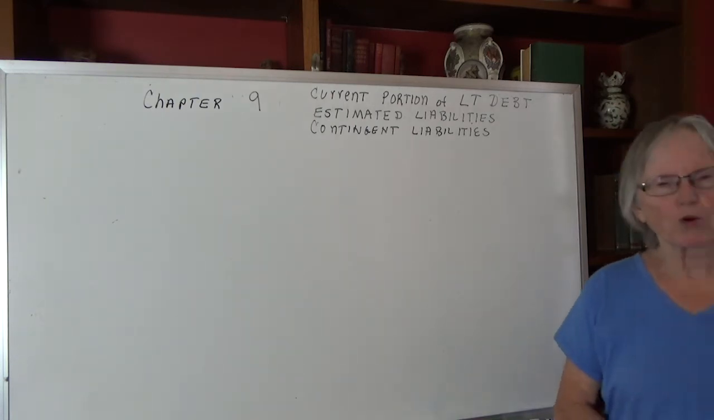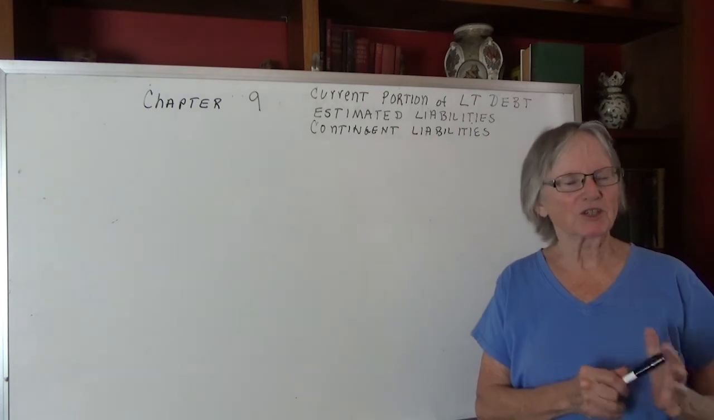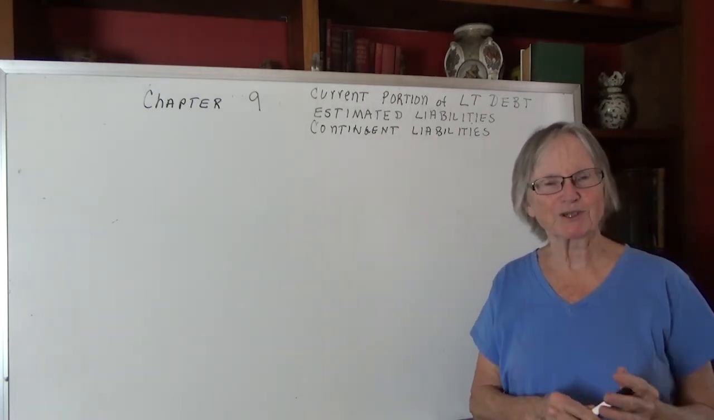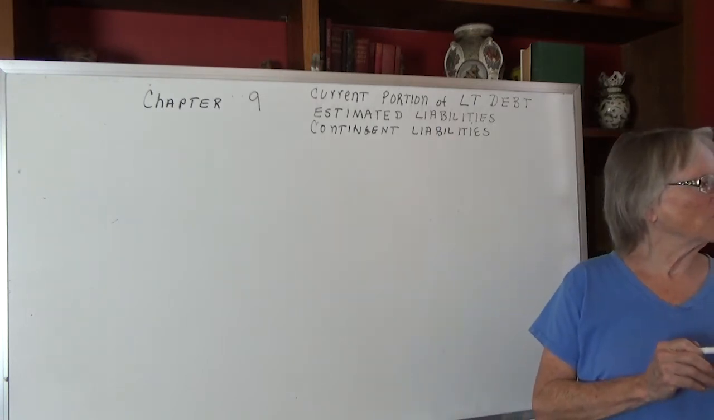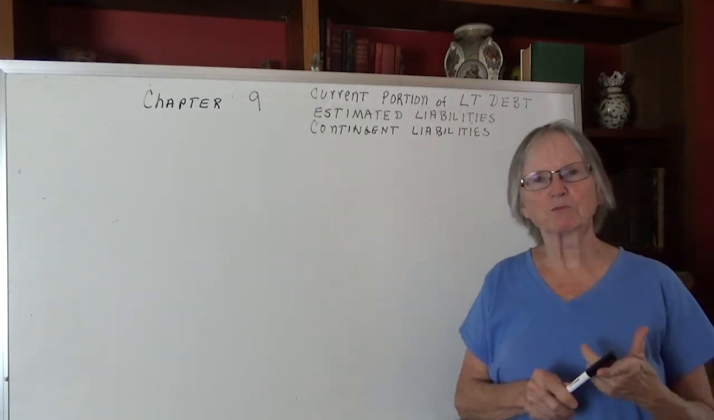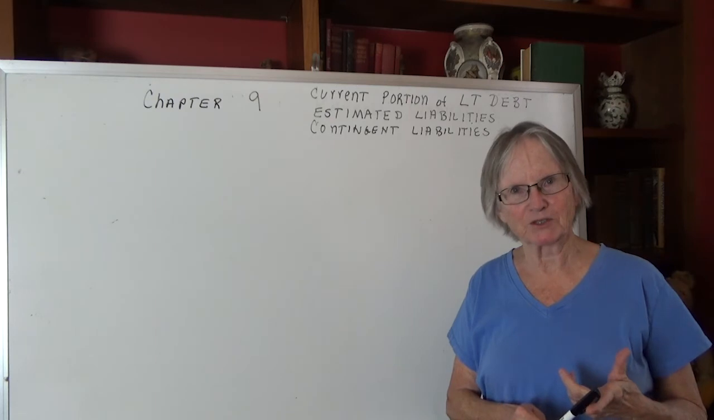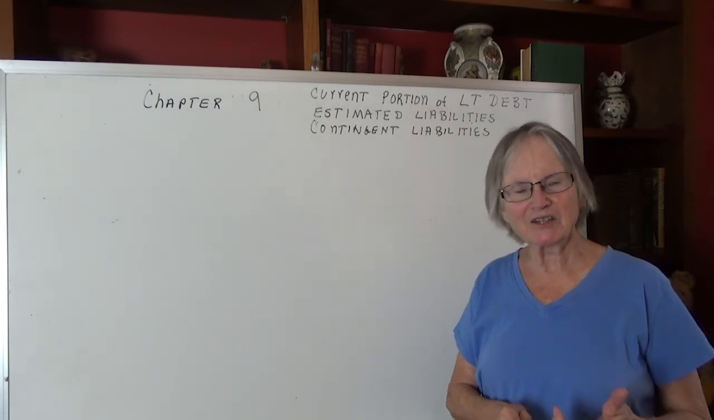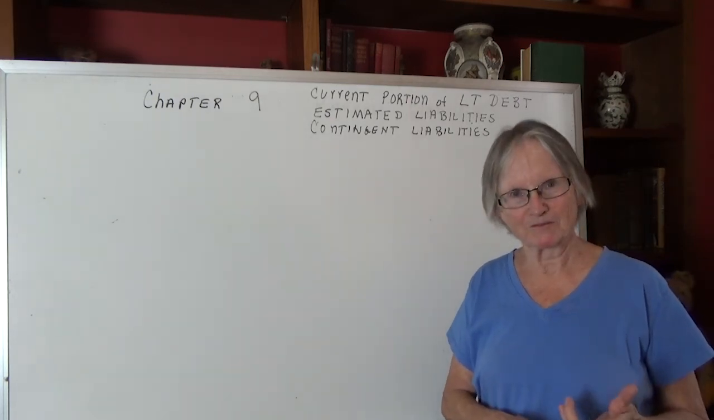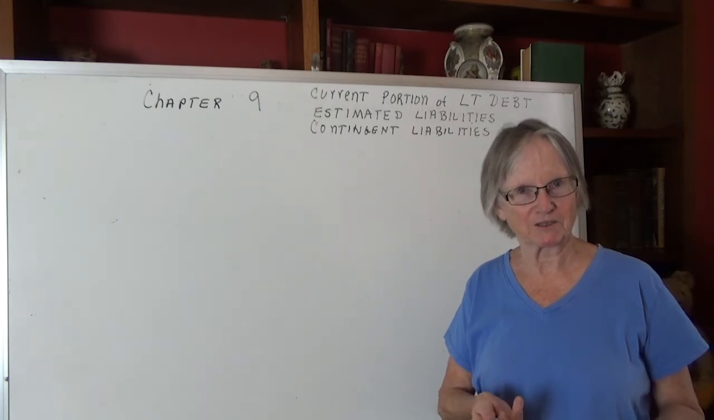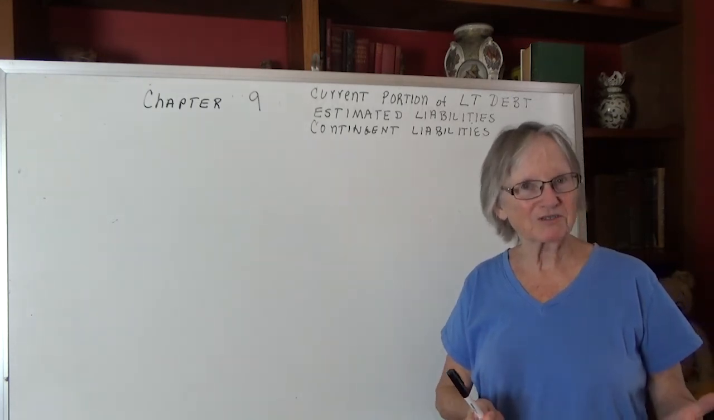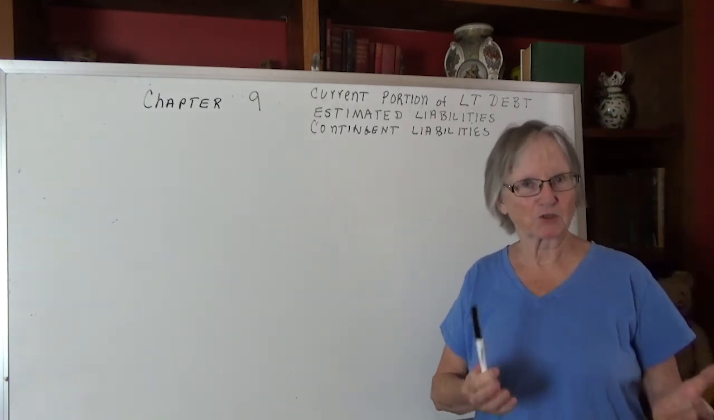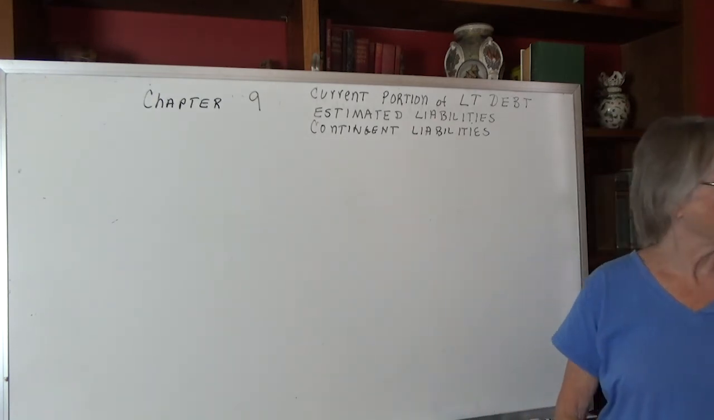In order to record a contingent liability, they do have rules because they just have to have their rules. So the company has to be able to reasonably estimate the amount of the liability, and it has to be probable that the company will have to pay it. And these are obviously judgment calls, and hopefully the company uses good judgment in making those calls.